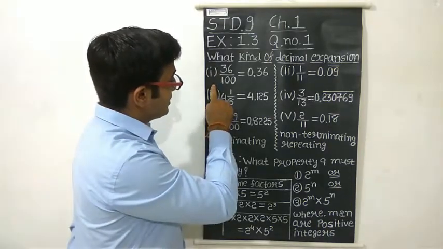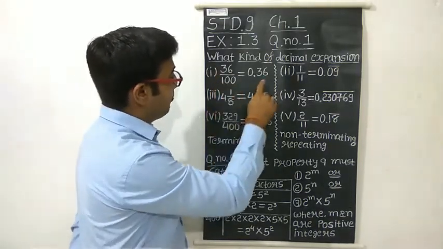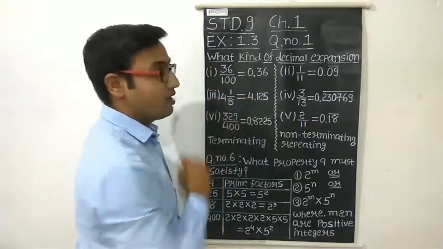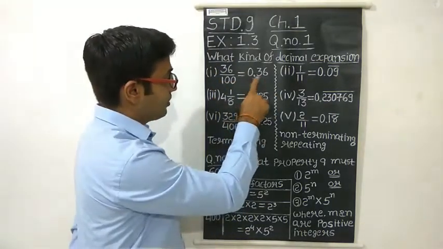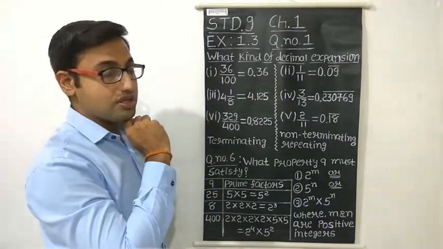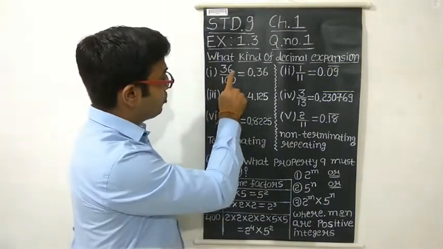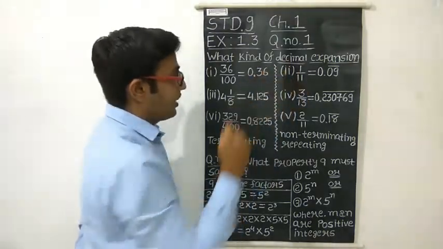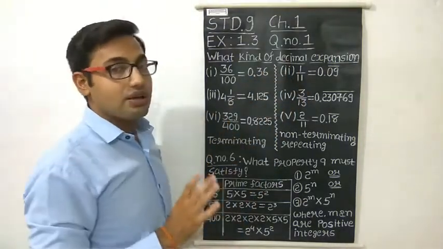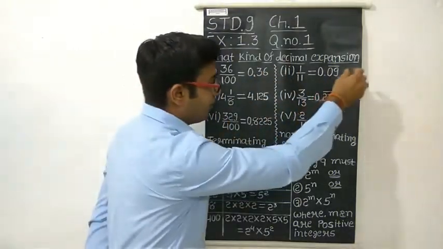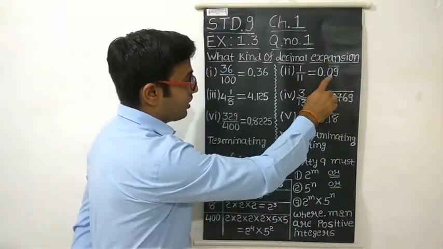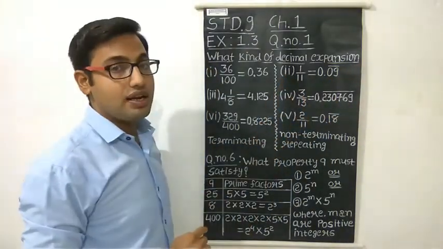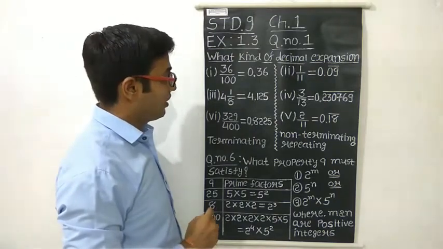So the decimal expansion of the first number is terminating, right? Because after 36 there is no digit and the remainder becomes 0 when we divide 36 by 100. While in this case the remainder never becomes 0 and this pattern continues, right? So this is the case of non-terminating decimal expansions, right?